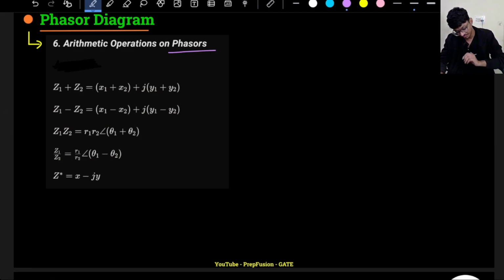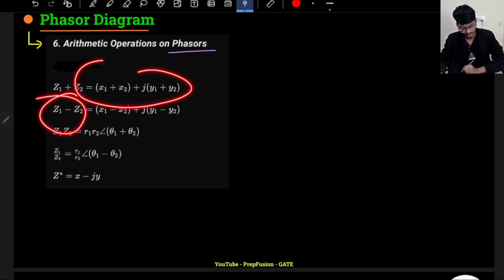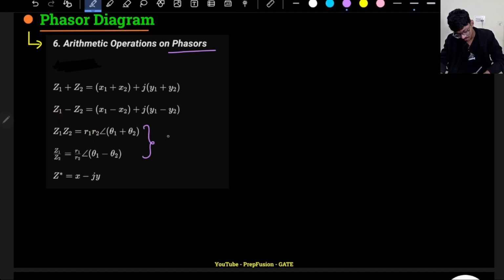So with phasors you can perform everything. Addition, you already know. You can simply convert it into the rectangular format and add. You can perform subtraction: z1 minus z2 will be x1 minus x2 plus j times y1 minus y2. You can perform multiplication: z1 z2 will be equal to r1 r2 at angle theta 1 plus theta 2. Whenever you are doing multiplication or division, try to use the polar form or the exponential form. That will be helpful. I hope you already know this. And if you are doing addition or subtraction, try to use the rectangular form. It will be easier that way.